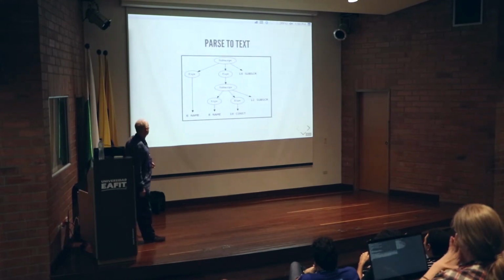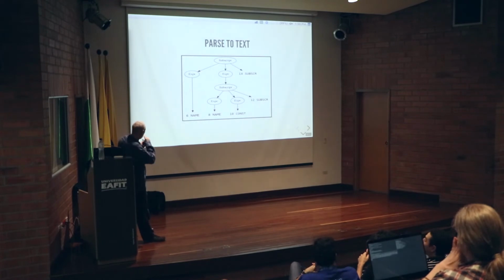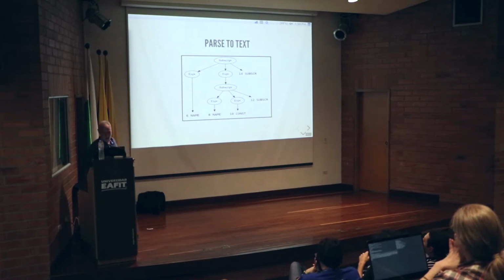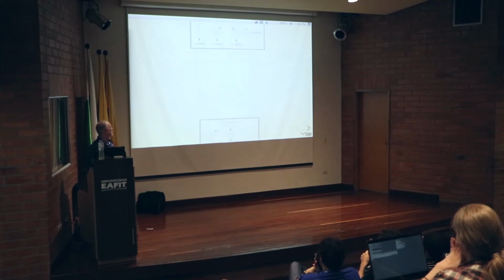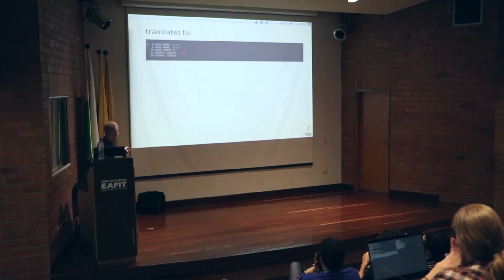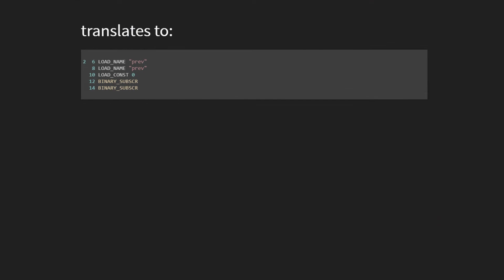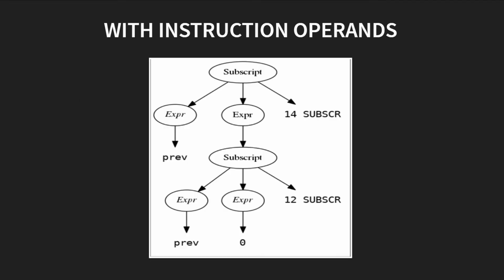Okay, but now let's actually get text out of this. So what do we do? Oh, I should have mentioned here, some of these instructions have an operand, like prev. And the fact that these are both prev is just accidental, because these could be different. And const has an operand, 0. But binary subscript doesn't. So now when I go to the text, the first thing I'm going to do is fill in those operand values, right? And these I have to leave out because there is no operand.